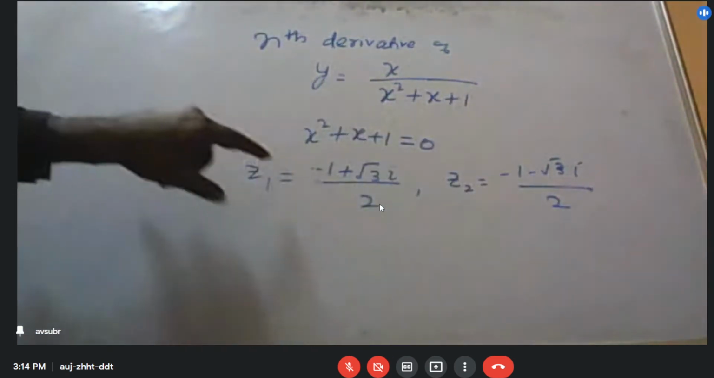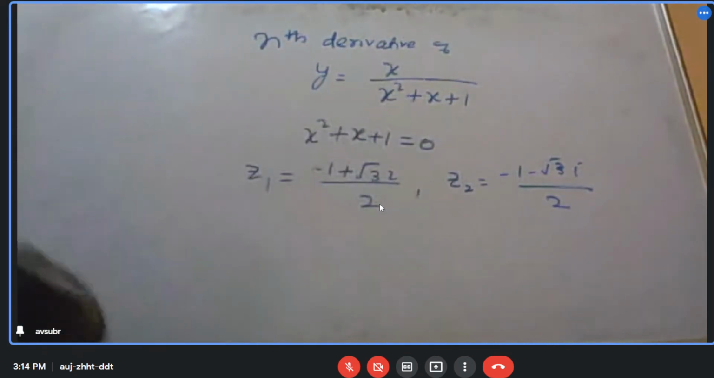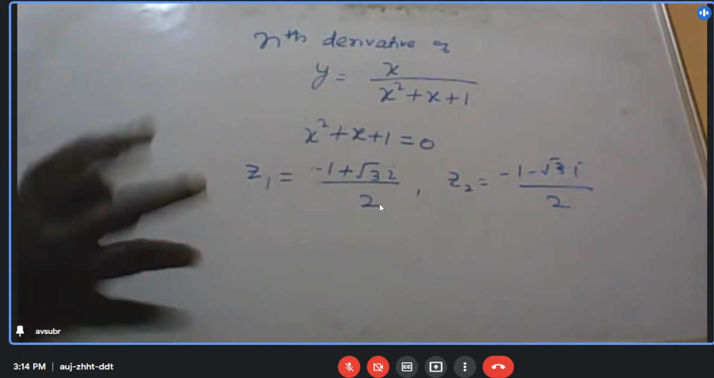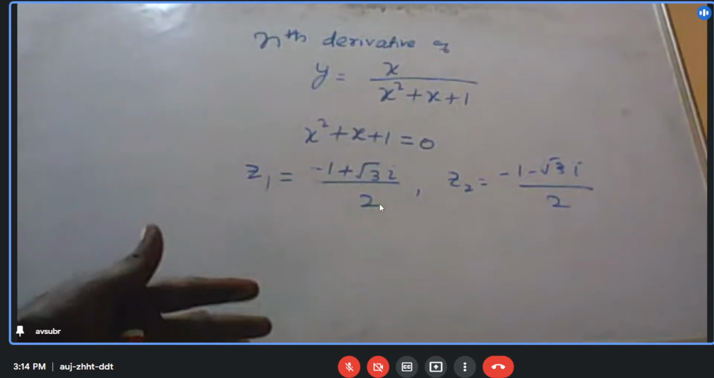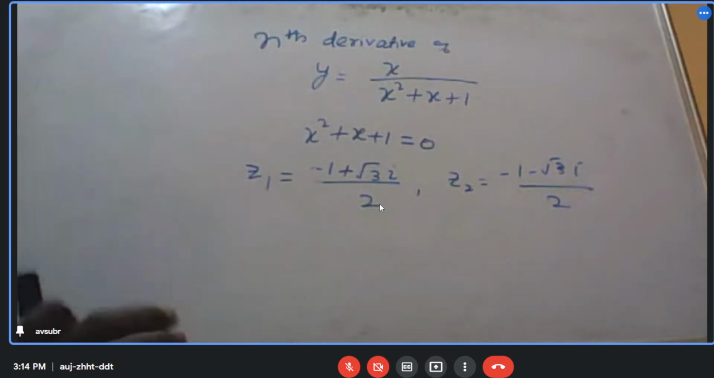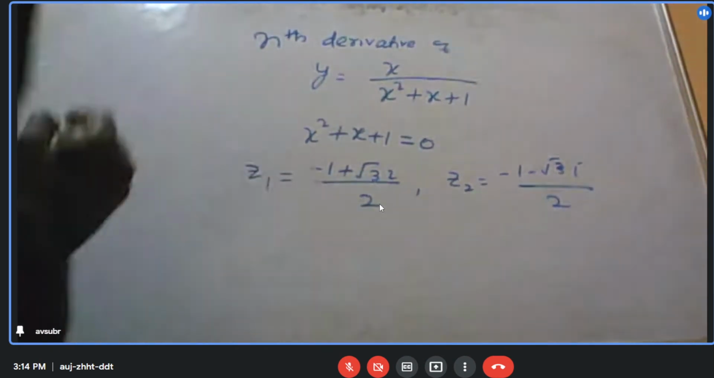That is why I have taken this symbol Z. Z is taken as the symbol for this complex number, usually in the books. So we have taken this, and now we have got this.